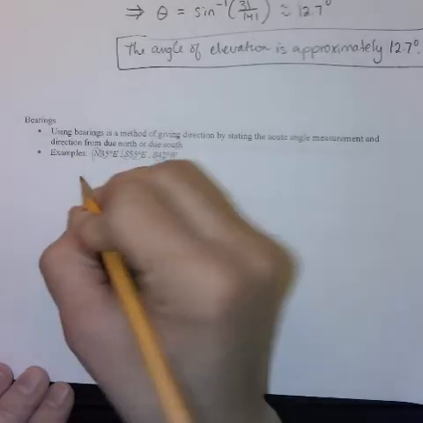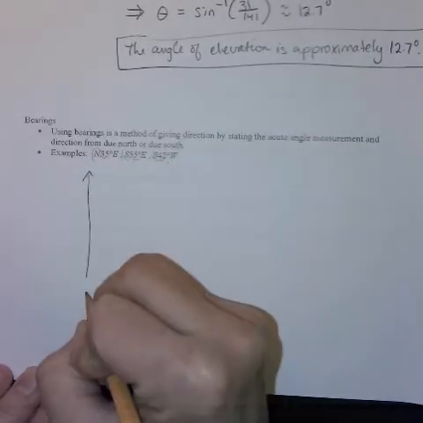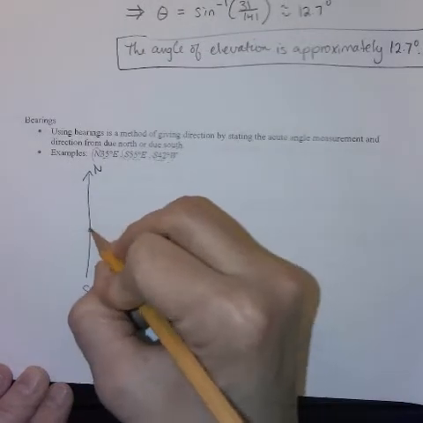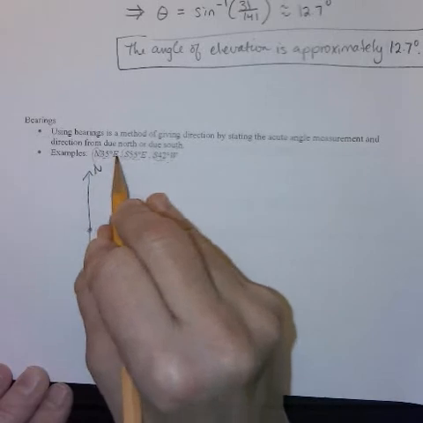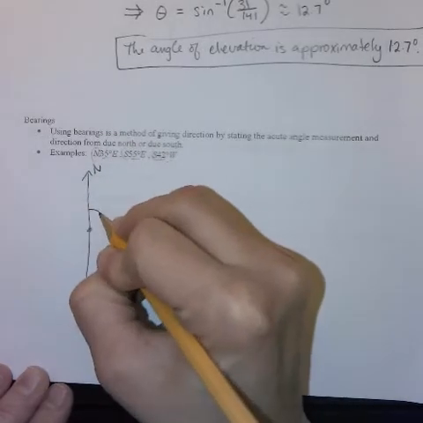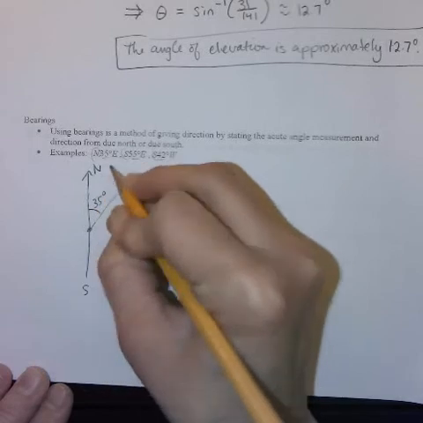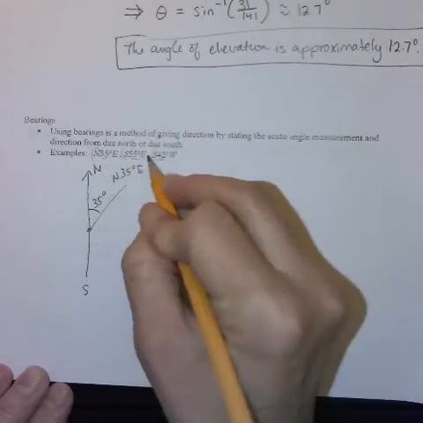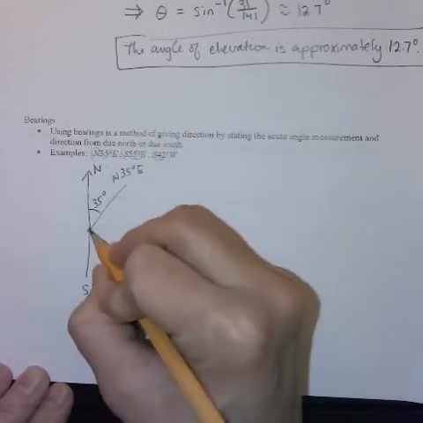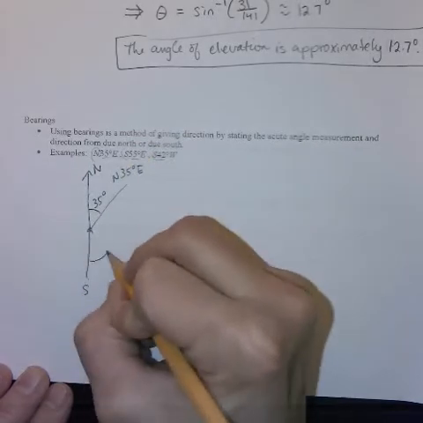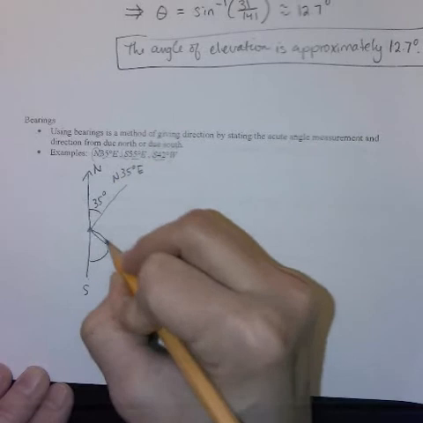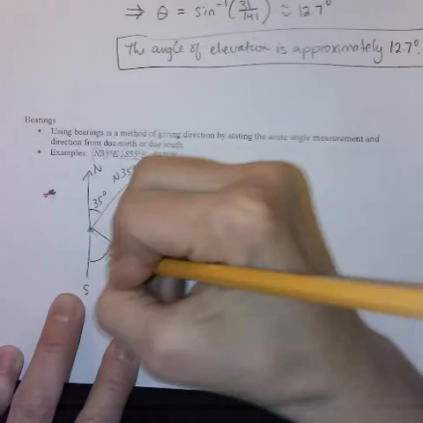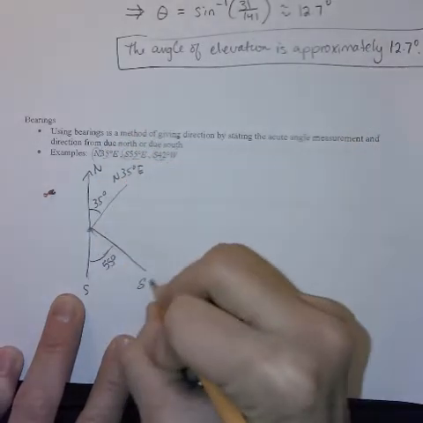So that you can draw a north-south line anywhere. Say we're standing here. If we're looking north 35 degrees east, we're looking north and then measure 35 degrees to the east. Okay, so this would be north 35 degrees east. South 55 degrees east, we'd be looking south and then measure 55 degrees. This would be our 55 degrees. So this would be south 55 degrees east.